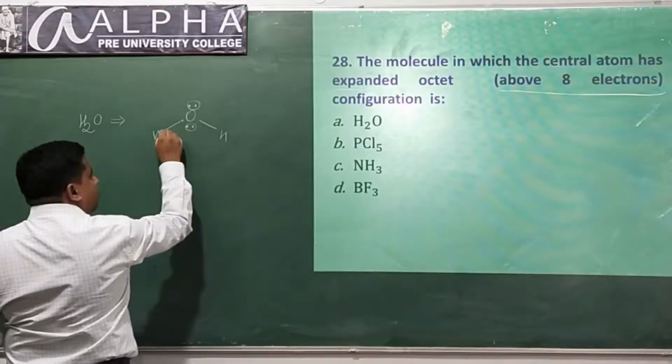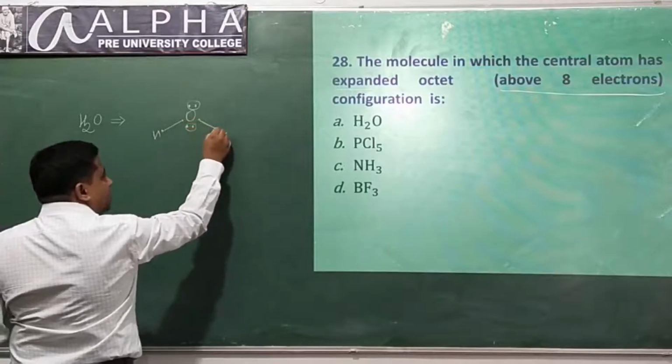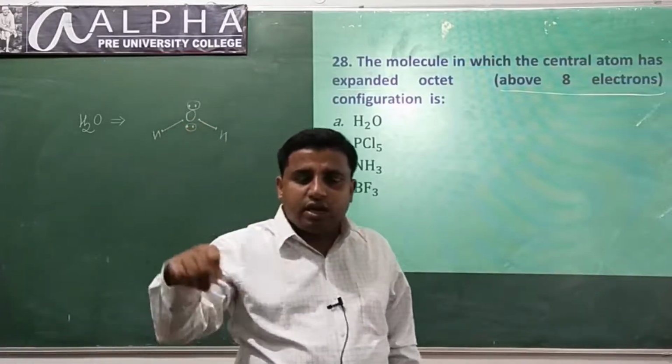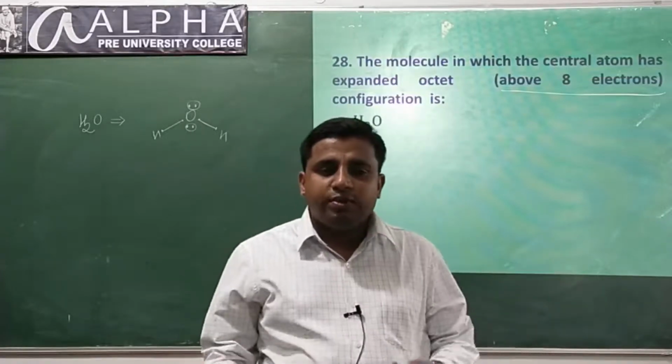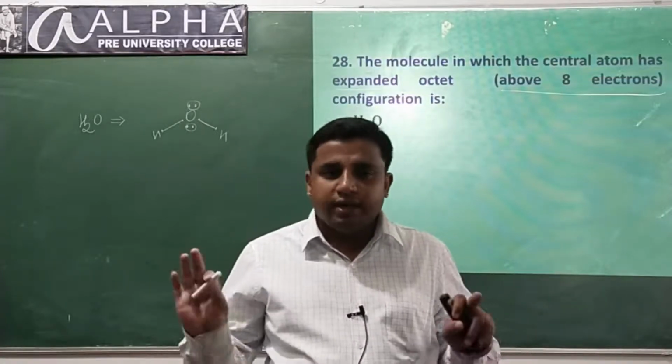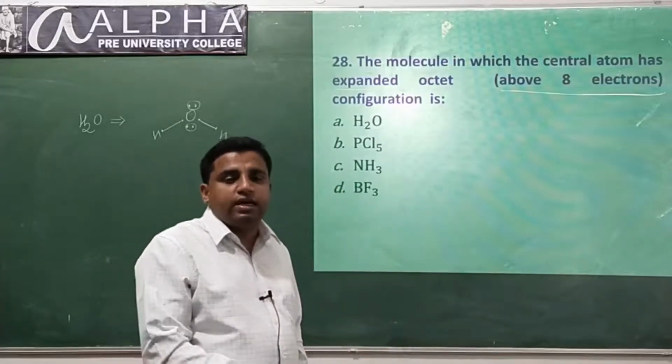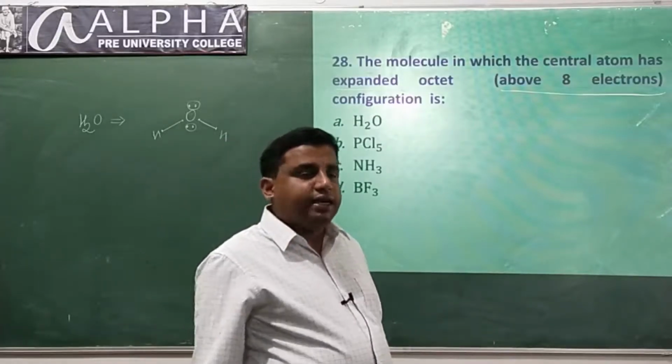So 2, 4, 5, 6, 7, 8. Oxygen has just 8 electrons. Oxygen is surrounded by 8 electrons. That means it has a complete octet. It is stable. Not more than 8 electrons, not less than 8 electrons. It has exactly 8 electrons.